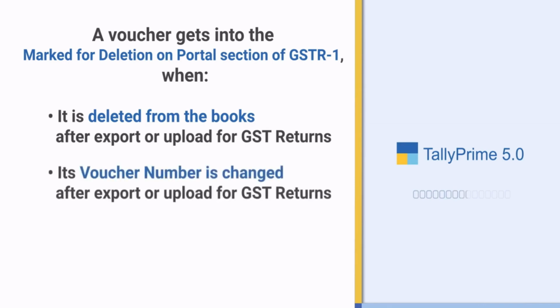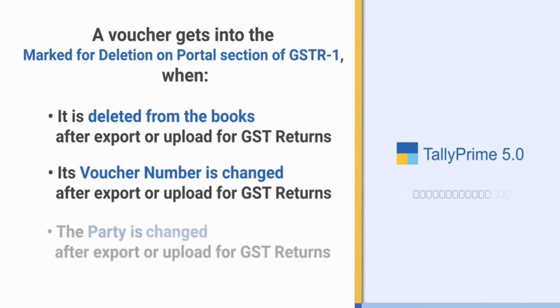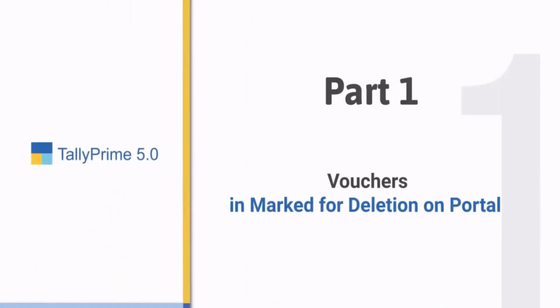When you change the voucher number after exporting or uploading for GST returns, the voucher gets into the marked for deletion on portal section. A voucher also gets into the marked for deletion on portal section when you change the party after exporting or uploading for GST returns. Let's first see how the vouchers get into the marked for deletion on portal section in GSTR1.